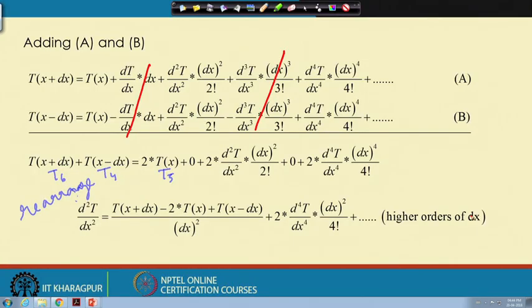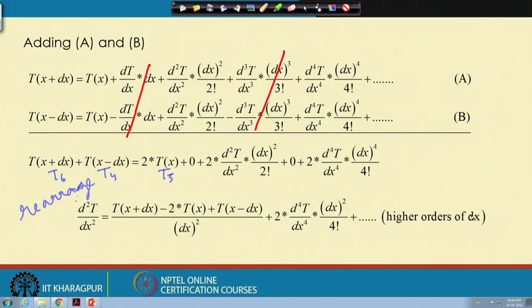Now, say we assumed 10 points. So, there are 9 intervals, dx is 1 by 9, dx whole square is 1 by 81, which is a small number. dx whole to the power 4, which will be the next term here, is 1 by 81 square, which is even less than 10 to the power minus 3, which is an even smaller number.